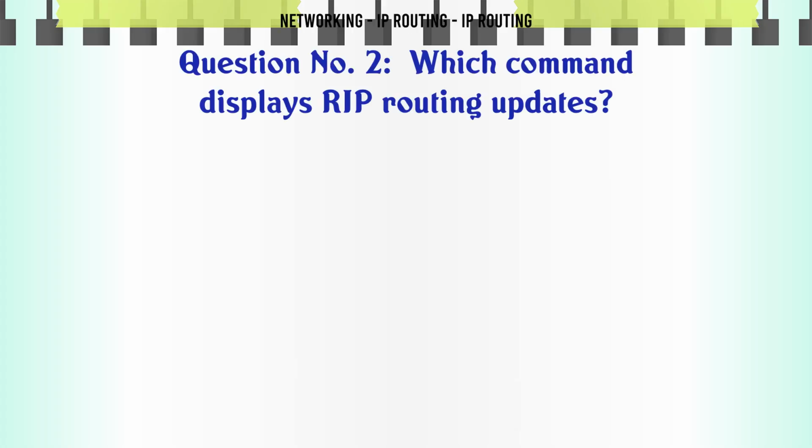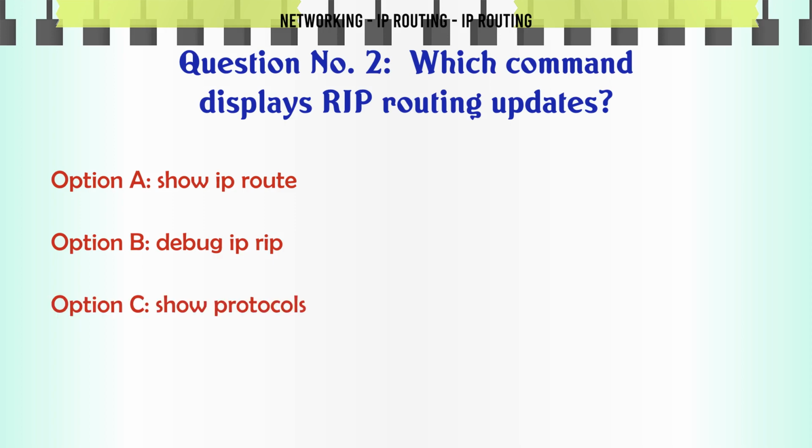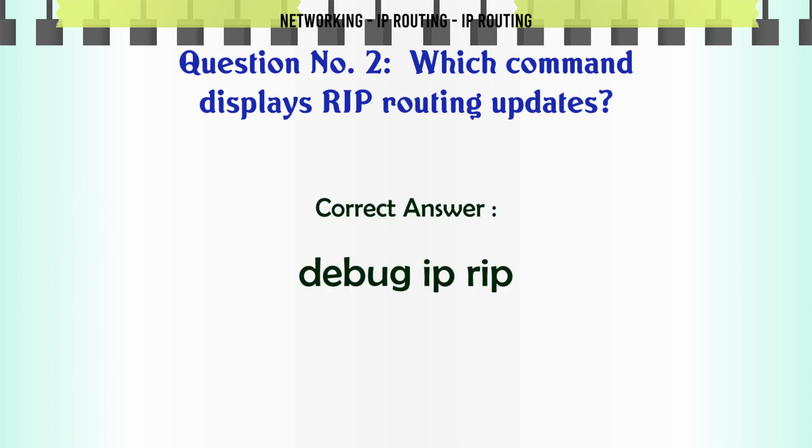Which command displays RIP routing updates? A. Show IP route. B. Debug IP RIP. C. Show protocols. D. Debug IP route. The correct answer is Debug IP RIP.